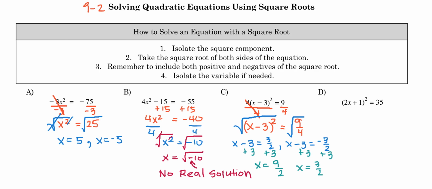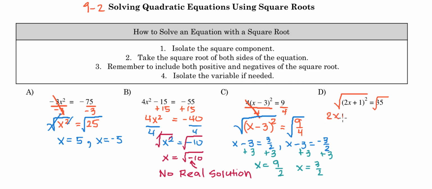All right, moving on to the last problem, question D. First step, isolate the square component. The square component is already by itself. So first step is done. Step number 2, we're going to take the square root of both sides of the problem. So we're going to square root the left side and we're going to square root the right side. Now, remember, we need to have both positive and negative versions of that number.